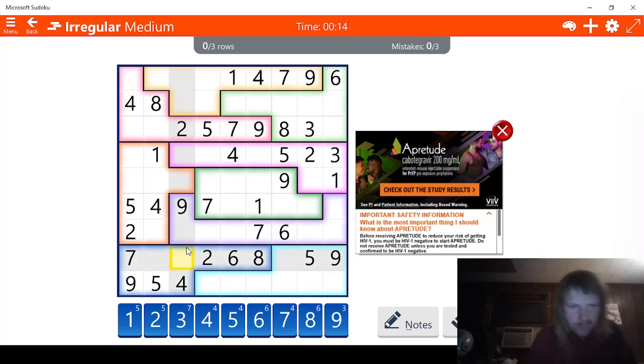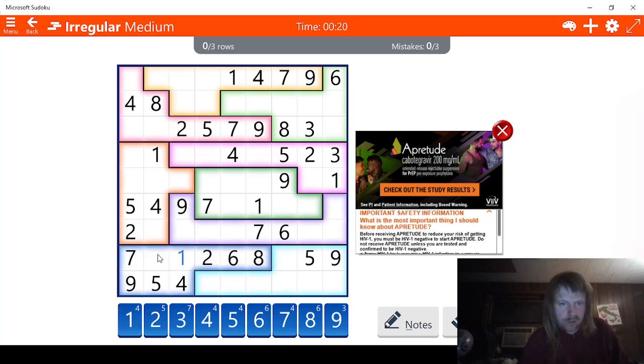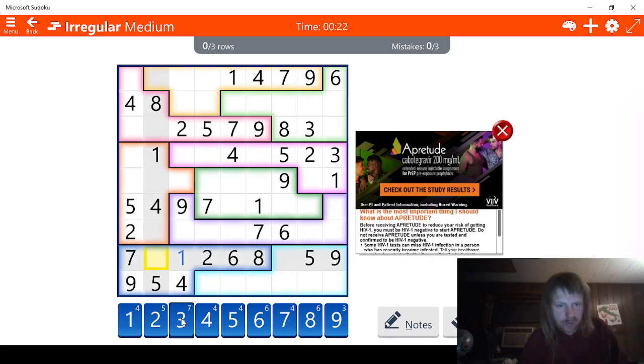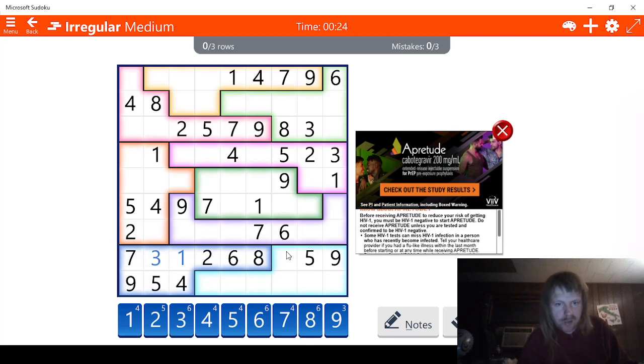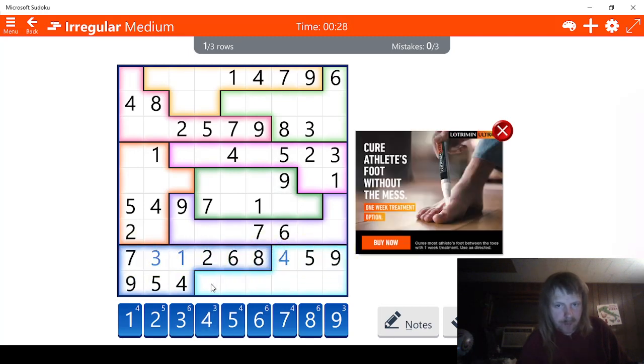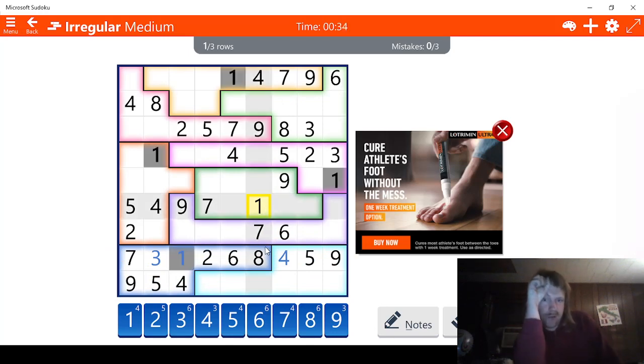Okay, looks like this has to be a one, obviously. It's the only possibility. So, two, this has to be a three right here. Four right here. Let's see, one. Okay, let's try something else.